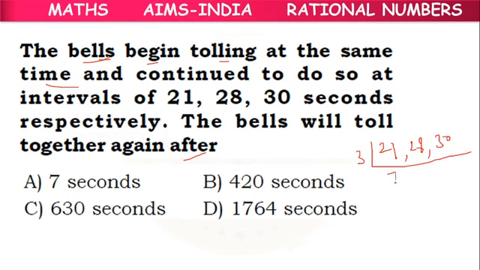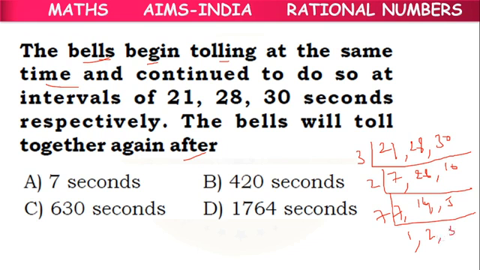Let's do with 3. 3 sevens are 21. 28 will be the same. 3 tens are 30. Let's do with 2. 7 will be same. 2 fourteens are 28. 2 fives are 10. Next, let's try with 7 this time. 7 ones are 7. 7 twos are 14. 5 will be remaining same.